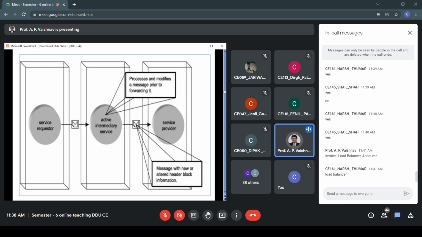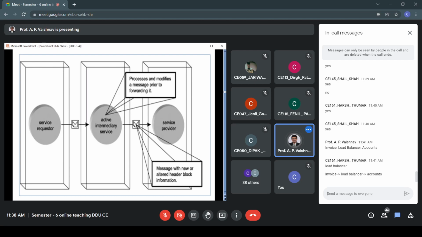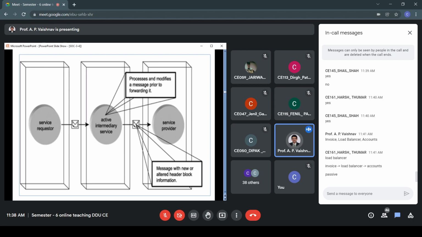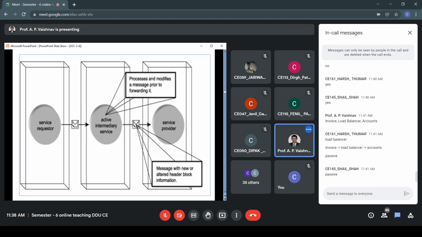I hope you remember what it was doing, right? It is going to check the load on the server. If the server has a high amount of load, it will make your request wait, and when the load reduces, it will forward the request. So what kind of intermediary is it? That is my second question. Load balancer, yes, that's correct. That path is correct. But the type of intermediary, active or passive? Okay, passive. Fine.